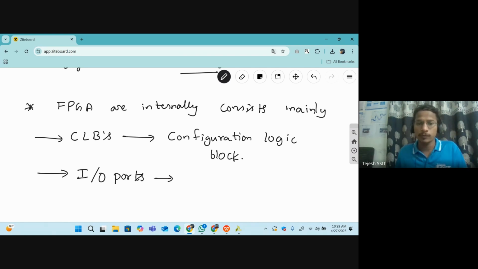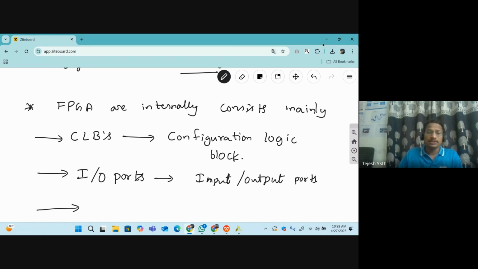Okay, input output ports. And the third one is programmable interconnects. That's it. So these are the major three blocks. I mean, these are the full forms.